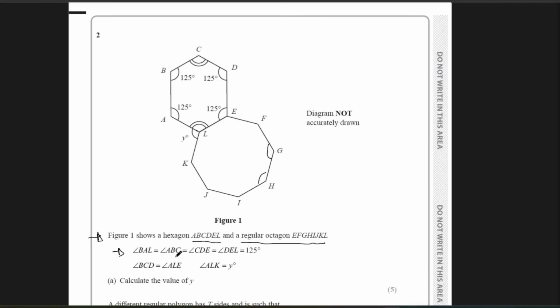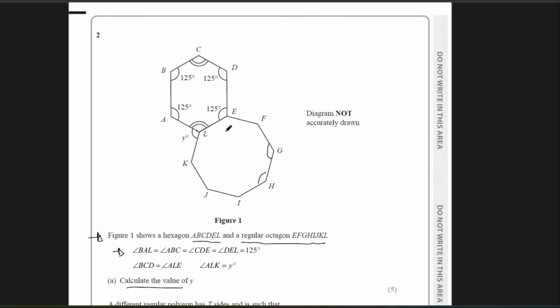The octagon here is a regular octagon, meaning all the angles in the octagon are equal. Angle BAL is equal to ABC, equal to CDE, equal to DEL. So these 4 angles are equal at 125 degrees. The next one says angle BCD is equal to angle ALE. And angle ALK, this one here, is equal to y degrees. Question A says, calculate the value of y.